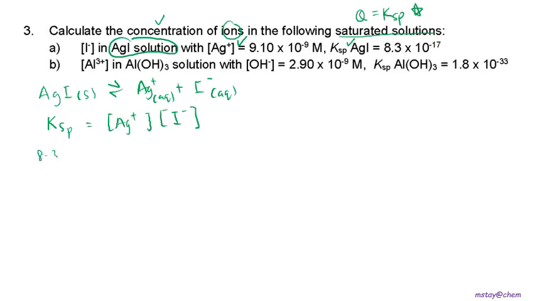Given 8.3 exponent negative 17 for the KSP, concentration Ag plus is 9.1 exponent negative 9, and concentration I negative is an unknown. So press the calculator, we will get the concentration of the iodide is 9.12 exponent negative 9 molar.